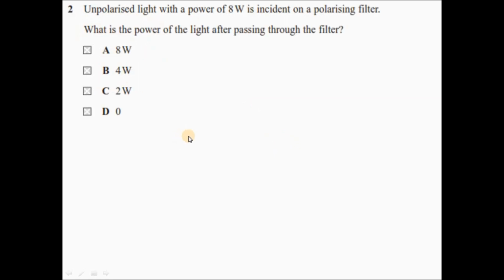Question number 2. Unpolarized light with a power of 8 watt is incident on a polarizing filter. What is the power of light after passing through the filter? So what is happening here? Some unpolarized light is passing through a filter. That means after passing you have polarized light.